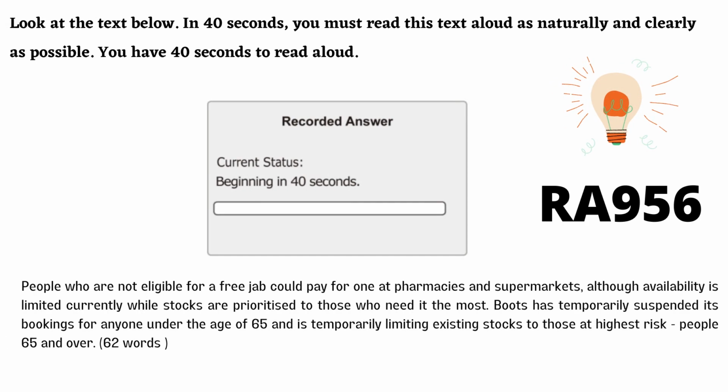People who are not eligible for a free jab could pay for one at pharmacies and supermarkets, although availability is limited currently while stocks are prioritized to those who need it the most. Boots has temporarily suspended its bookings for anyone under the age of 65, and is temporarily limiting existing stocks to those at highest risk, people 65 and over.